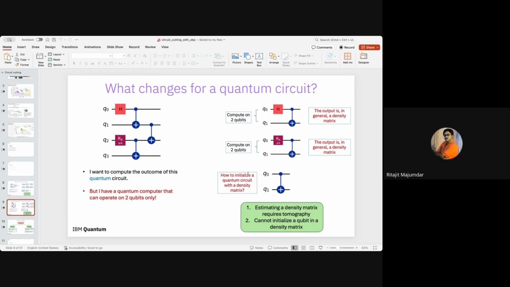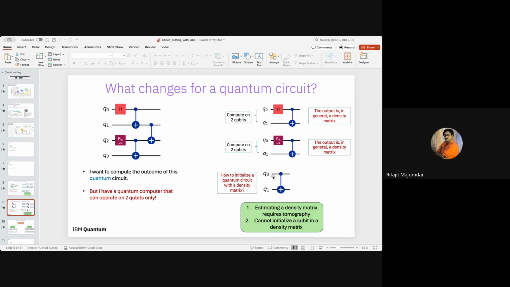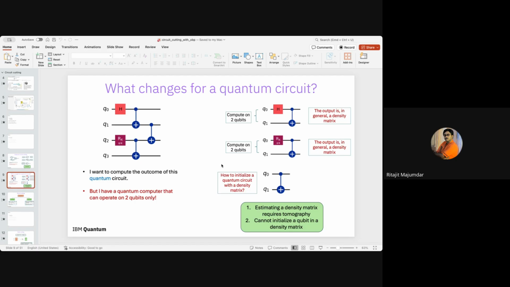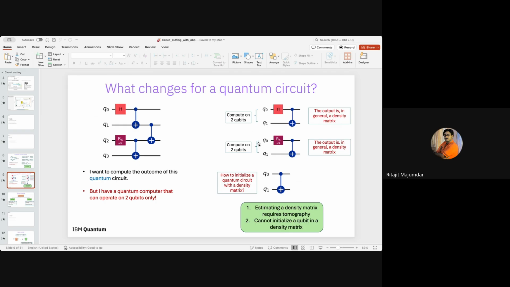the question is, how will you initialize? If you remember, the third part was initializing with AB and B bar C, the last gate. So how do you initialize on a density matrix? Because a density matrix is a classical distribution of multiple quantum states. You cannot prepare a distribution as an input to a quantum circuit. So this leads to an immediate challenge: running a bigger circuit on a smaller device is very easy to do classically, but it seems impossible to do quantum mechanically.